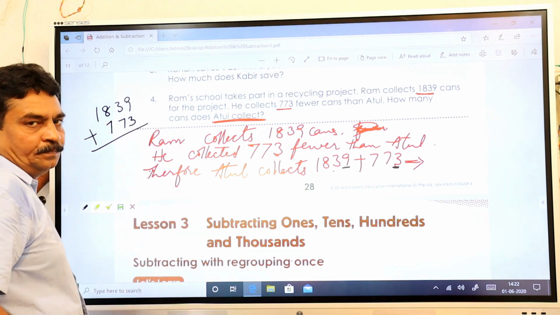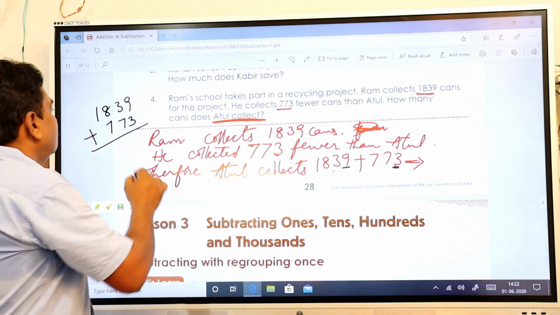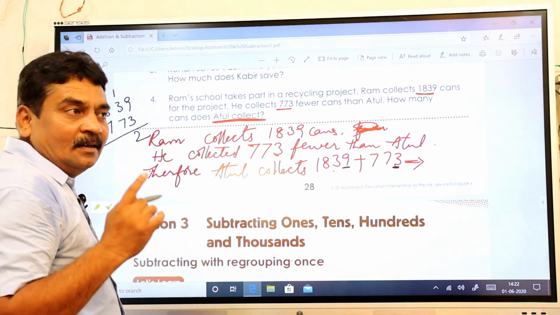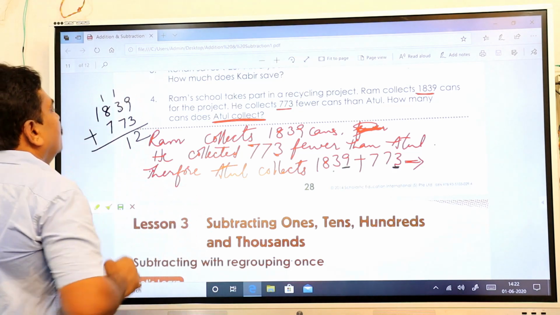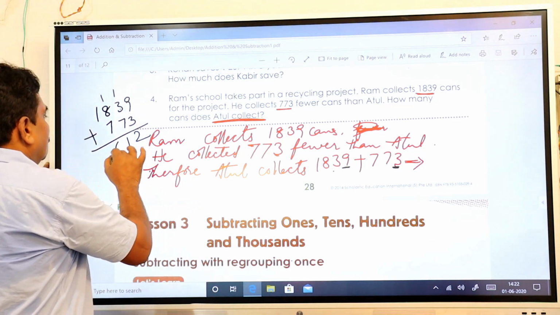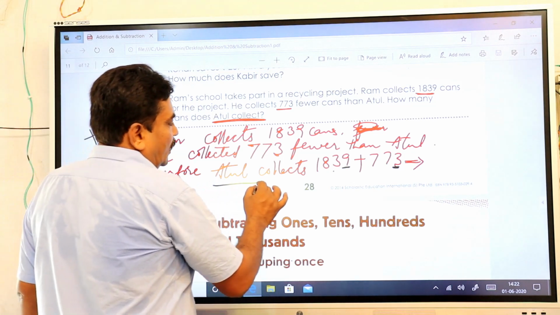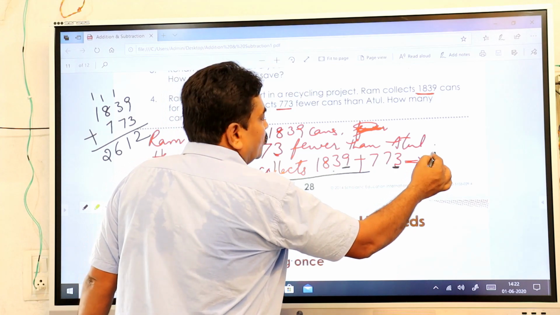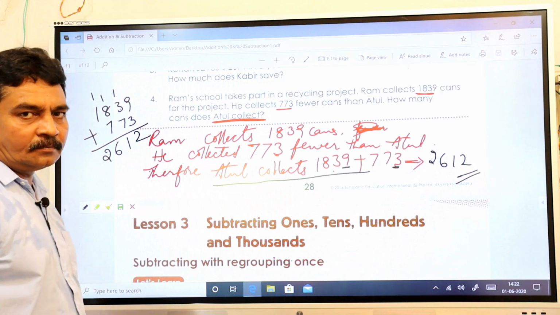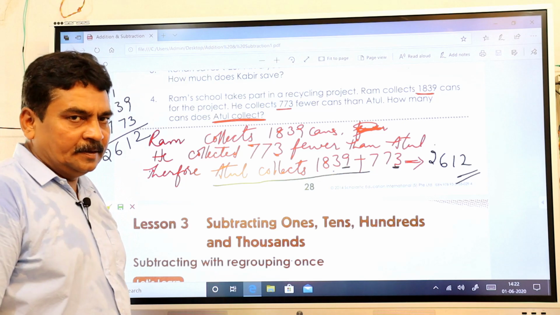You add now. That is 9 plus 3, 12. 3 plus 1 is 4. 4 plus 7 is 11. Now 9 plus 7, 16. 16, 1, 2. So therefore Atul collects how much? 2612 cans. In this way you are going to do these problems.